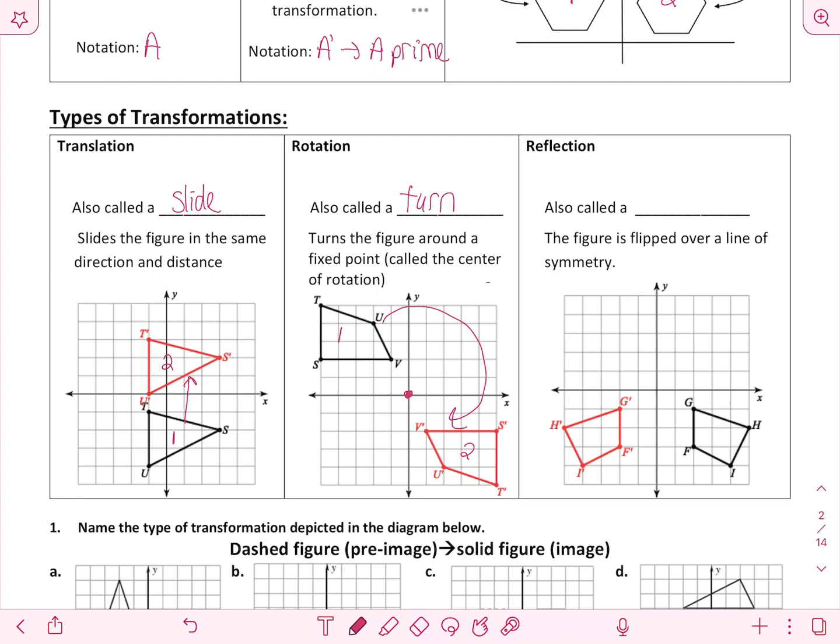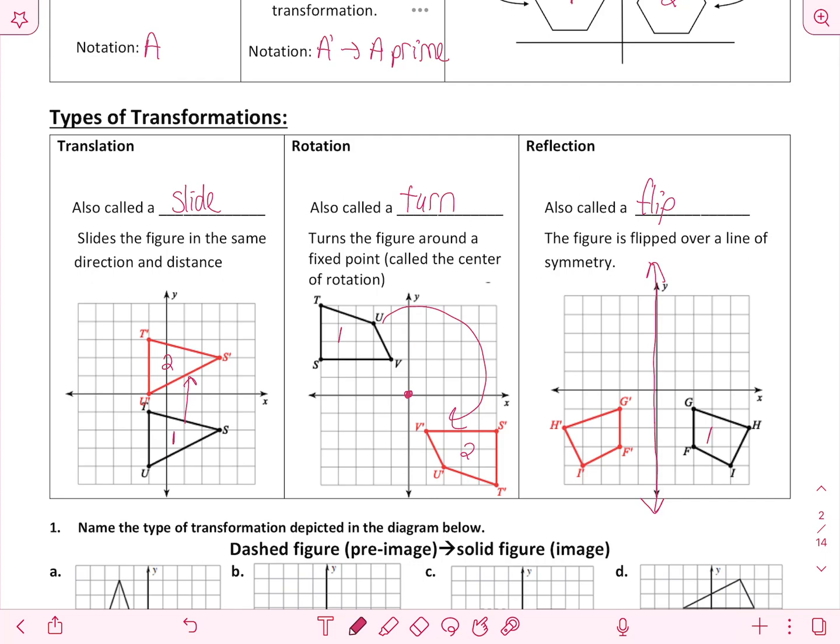The last one we have is a reflection. We also call it a flip. It's flipped over a line of symmetry. In this case, we used the y-axis as our line of symmetry, but we can use the x-axis and any number of things for our line where we perform the flip or the reflection. Again, I started here at FGHI, flipped it over the y-axis, and I have F prime, G prime, H prime, I prime.